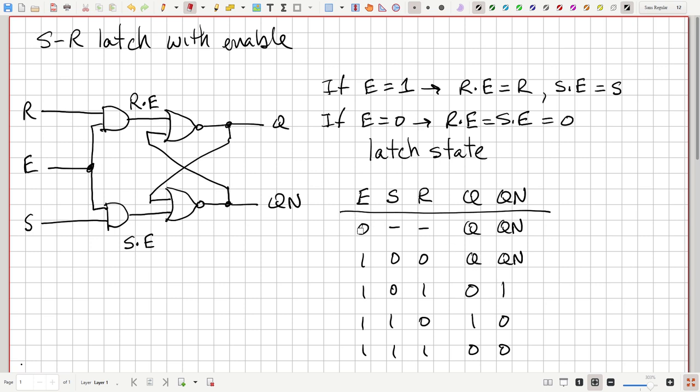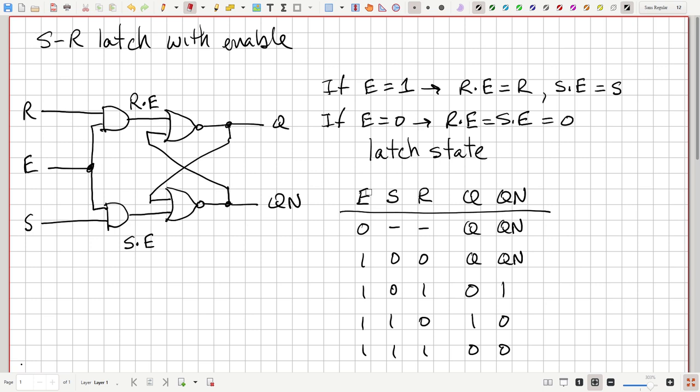If we set enable equal to 0 now, it stays latched. Even if we put, say, S is 1 and R is 0, which would normally put it into the set state, or S is 0 and R is 1, which would put it into the reset state, the data cannot be changed unless the enable signal is equal to 1. That can be very useful.